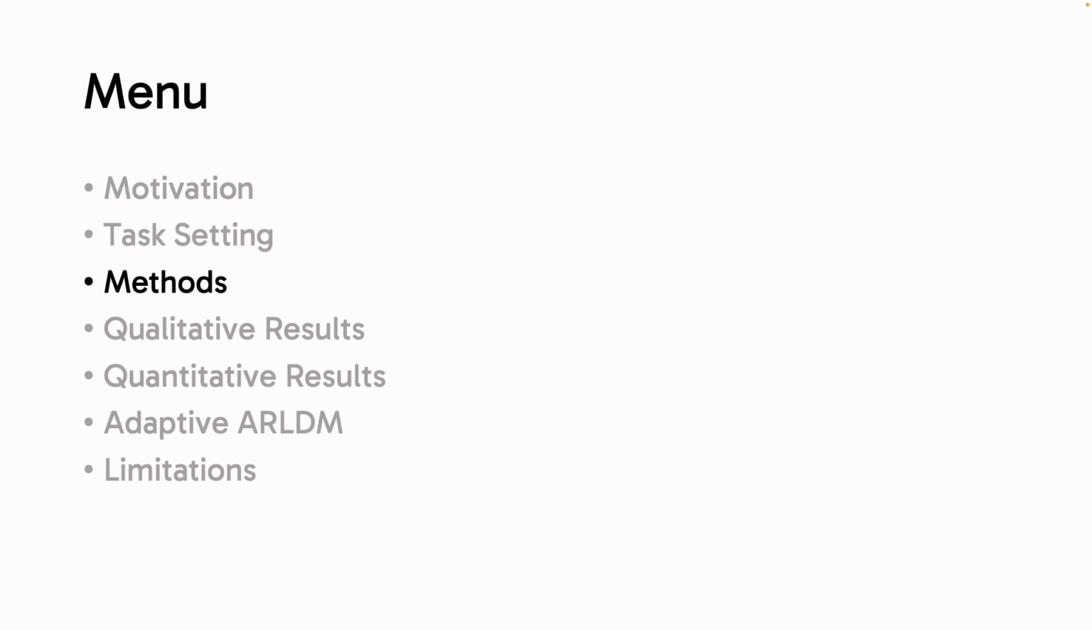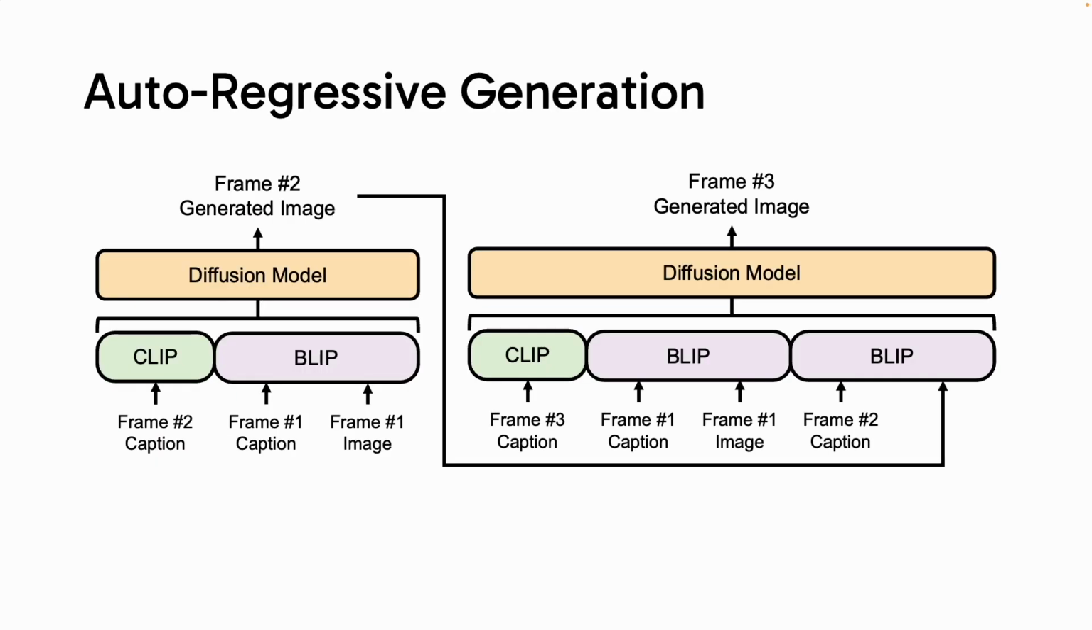Then I will introduce our detailed method. This is a brief illustration of our autoregressive generation process. First, we generate the frame 2 image using its caption and also the image caption pair of frame 1. Then we generate frame 3 image using its caption, the image caption pair of frame 1 and 2. By doing this, our model is able to encode history images for future image generation.